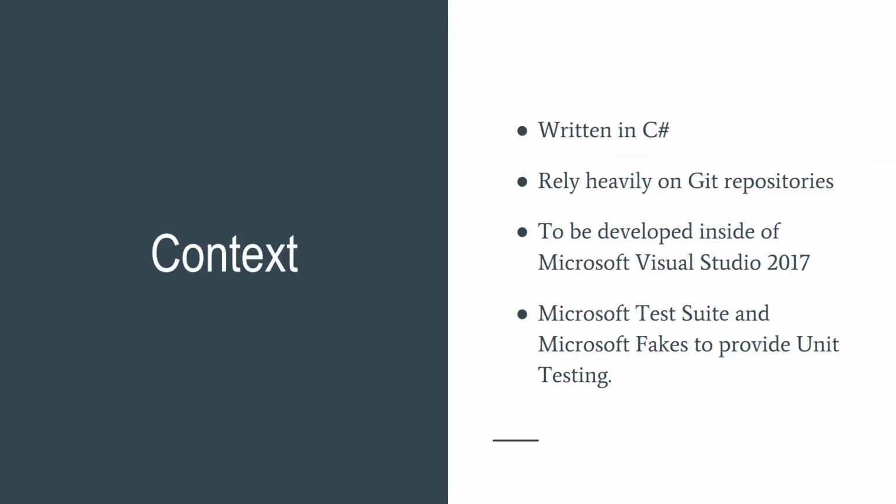So how is all of this going to be put together? Environment, language, etc. The context. First and foremost, I'm going to write this in C#, and we're going to rely heavily on Git repositories. Obviously, it's going to be a program that looks at Git repositories and the files that are in them. And then the code will be written inside of the Visual Studio 2017 IDE. That'll be the development context.